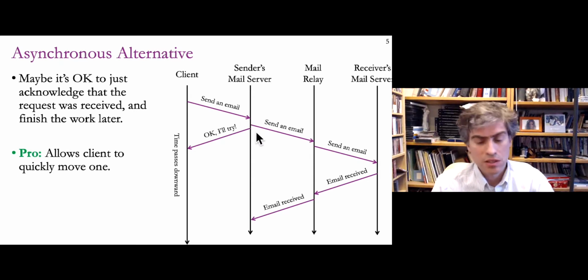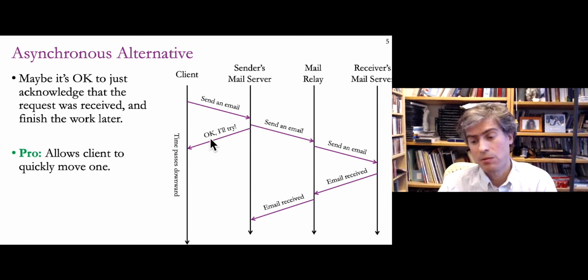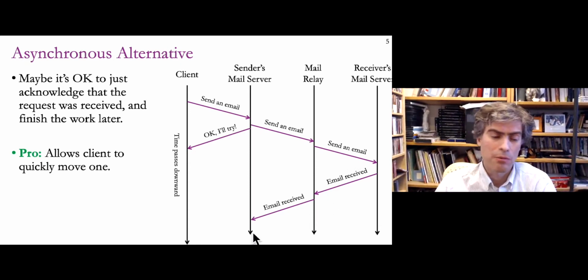This is an asynchronous interaction, right? Because we told the server to send or deliver an email, and it told us not that the message was delivered, but simply that it received the request and it will try now to do the operation, right? So then after that, the mail server does all the things that are necessary to make it happen, right? So the advantage here is that the client gets a response quickly.